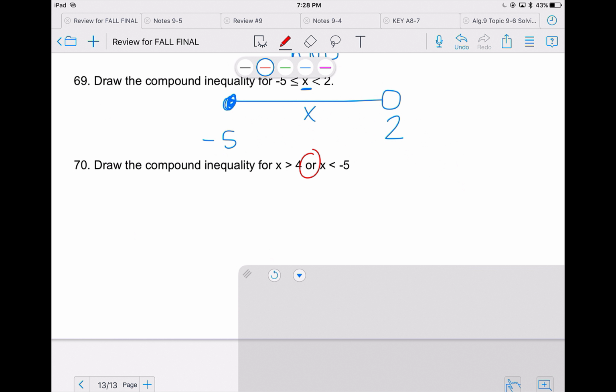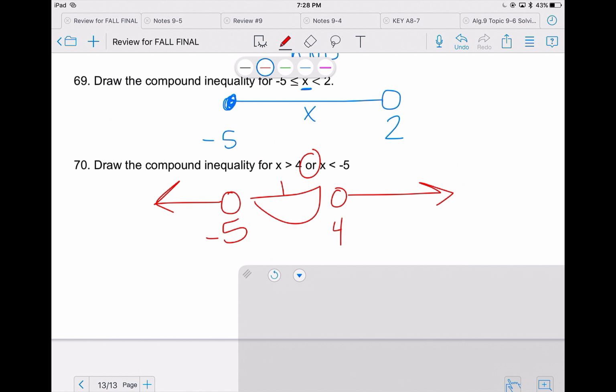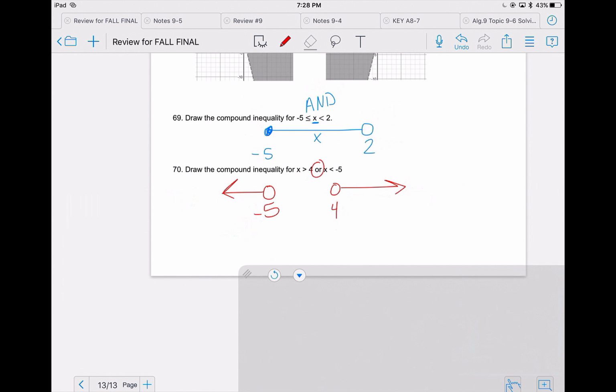An OR inequality is where they go in opposite directions. So 4x is greater than 4, and 4 is not included. X is less than -5, and this is the one where we could draw the boat with the person and the two different oars, and he's pushing in between, using those oars for his boat. So AND inequality is where x is in between them, and you have one line connecting them. An OR inequality is this is happening, or this is happening, and they're not joined together.